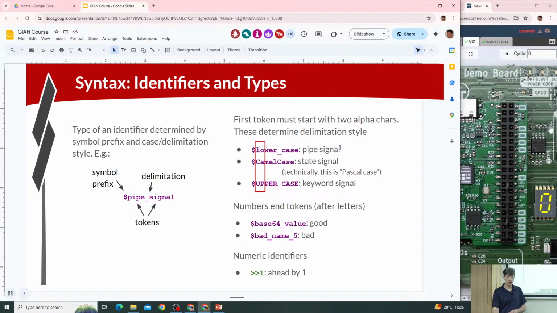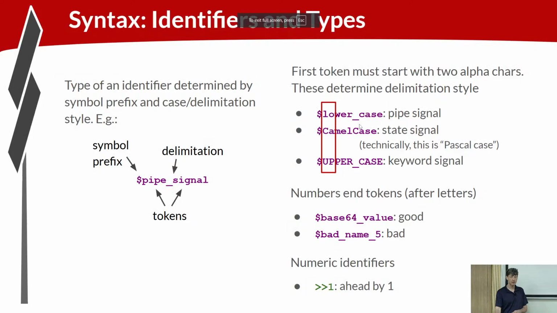Okay, so changing gears. Just stepping back, and this is a note about TL-Verilog syntax. TL-Verilog has various types of identifiers. We're using pipe signals. Pipe signals start with a $ sign and use lowercase names with underscore delimitation. Other identifier types, and we're not really going to use them, but just so you're aware, use different case.